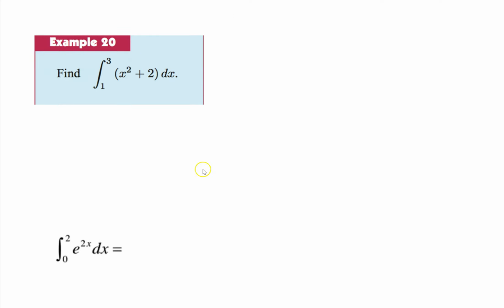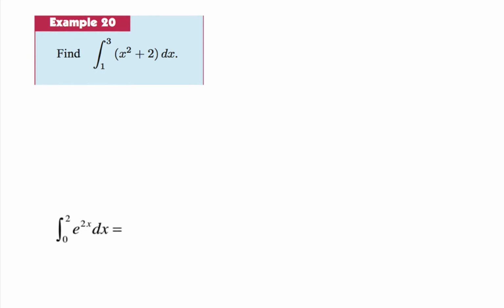So another one. This one right here. So we're integrating from 1 to 3 of x squared plus 2. So now notice that's the basic power rule for both of them. So we're going to add 1 to the power, divide by the new power. That's a constant, just add the x.